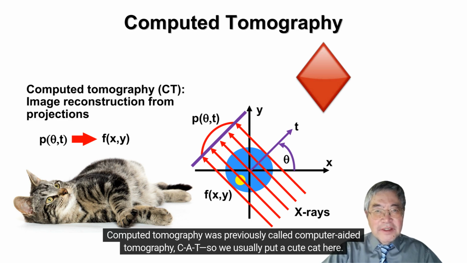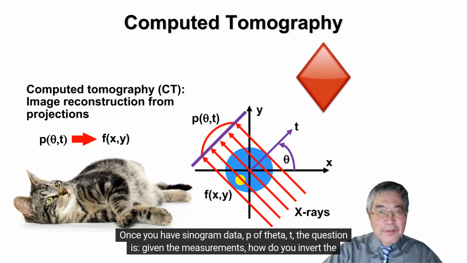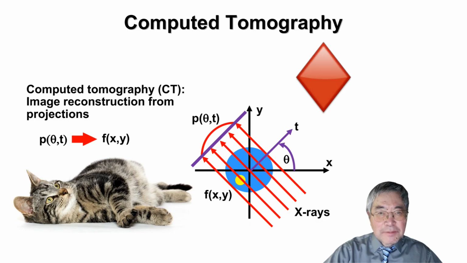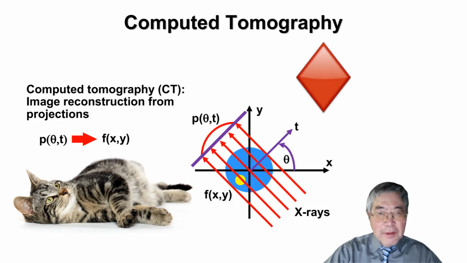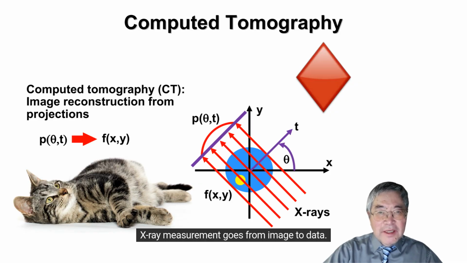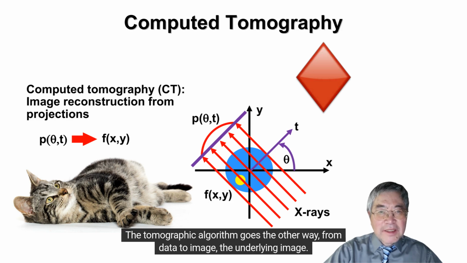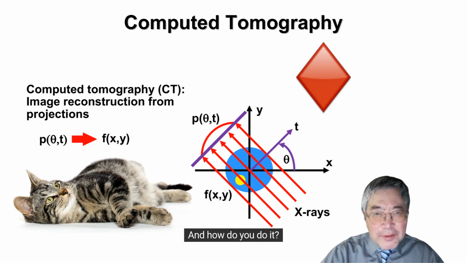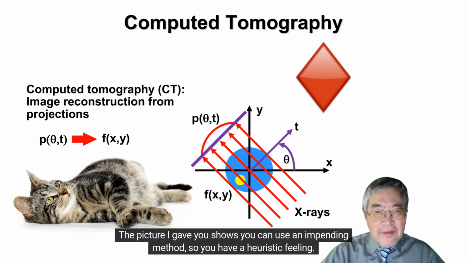Computed tomography was previously called computer-aided tomography, CAT, so we usually put a cute cat here. CT is nothing but the inverse process. Once you have sinogram data, p of theta, t, the question is, given the measurements, how do you invert the process? What is the underlying image that explains this data? Once you have the data, you reconstruct the image. The inverse process goes from data to image. X-ray measurement goes from image to data. The tomographic algorithm goes the other way, from data to image, the underlying image. And how do you do it? The picture I gave you shows you can use an impending method so you have a heuristic feeling.